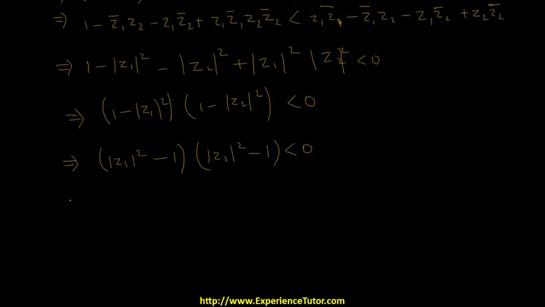Now we can write the expression as modulus of z1 square is less than 1 and modulus of z2 square is greater than 1, which implies that modulus of z1 is less than 1 and modulus of z2 is greater than 1, as modulus of z can't be negative.